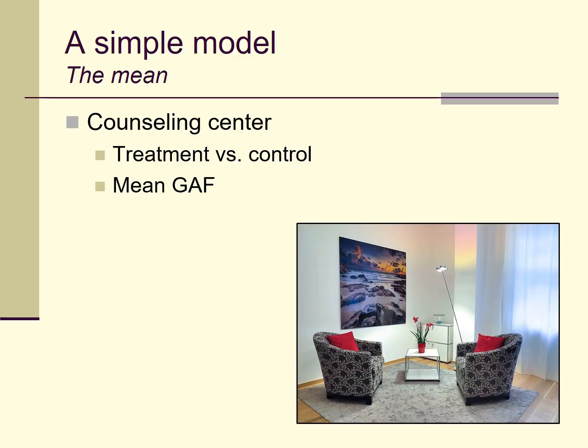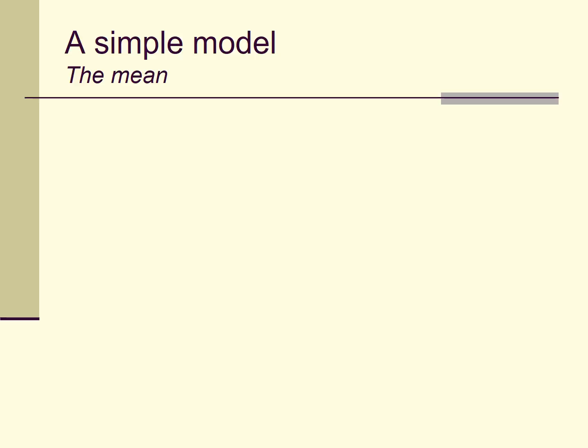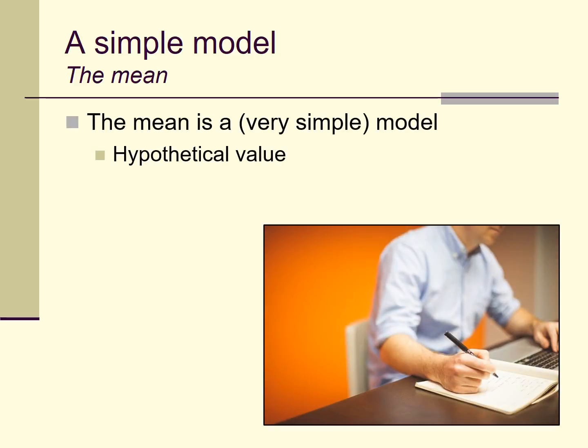But for the time being, let's imagine that before we even compare the two groups, we're just interested in the overall level of functioning in our sample, regardless of whether the people were in treatment or not. Like, what's the average level of GAF in our sample? That's maybe a question that we have. Well, of course, it's not hard to compute the average for our sample. We could do it by hand, or we could have Excel or SPSS do it for us very quickly. The important thing to notice right here is that that mean is a simple, very simple model.